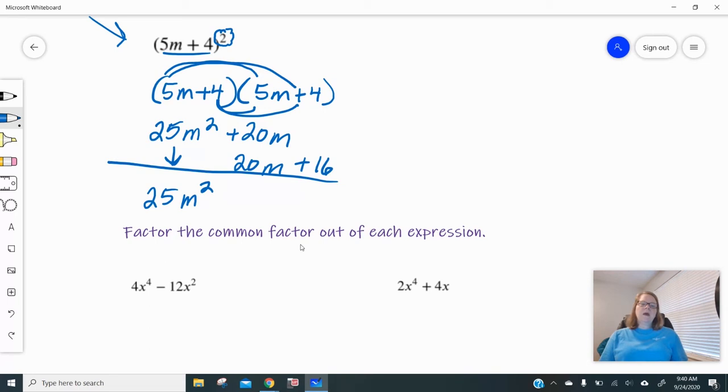So, all right, bringing down the m squared term, I'm going to add these two together because they're like terms. 20 and 20 is 40. And that's an m term, and then bring down the number 16. All right, descending order: m squared, m, and a number. Yep, good to go. All right, that's my answer.